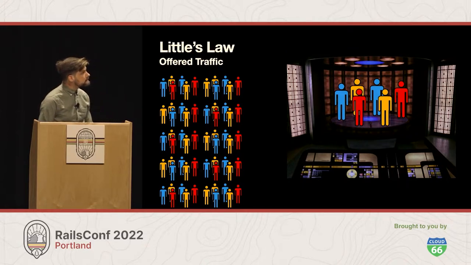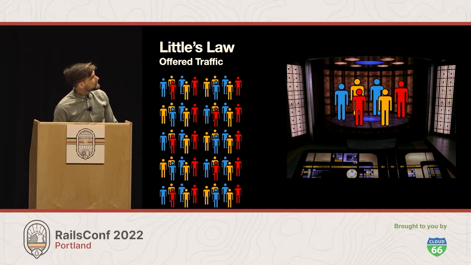Well, there's this thing called Little's Law. And Little's Law really just says, based on the service time and the rate of traffic, we can determine the offered traffic.